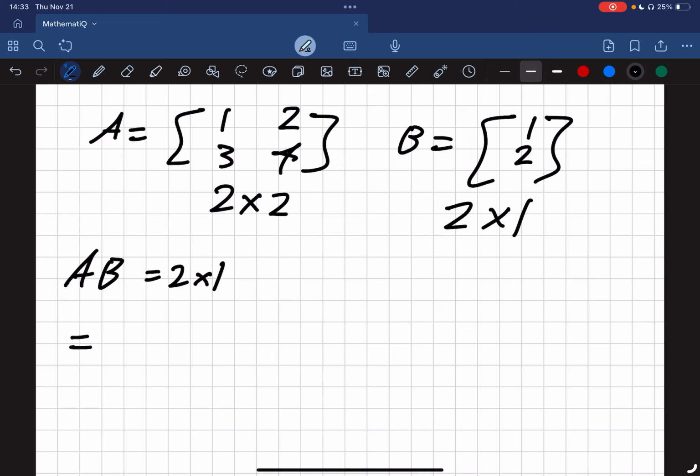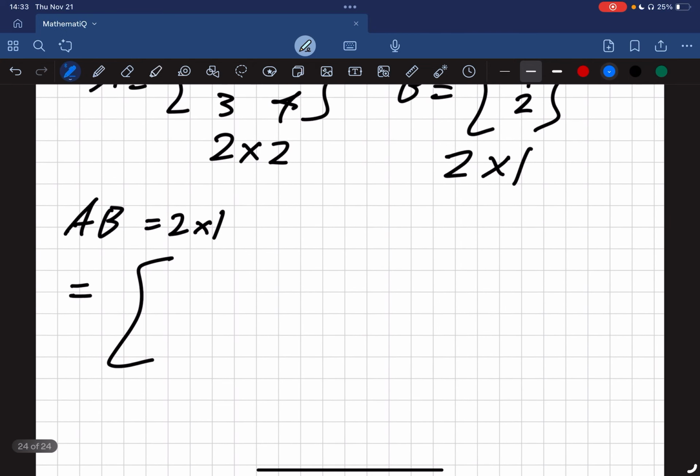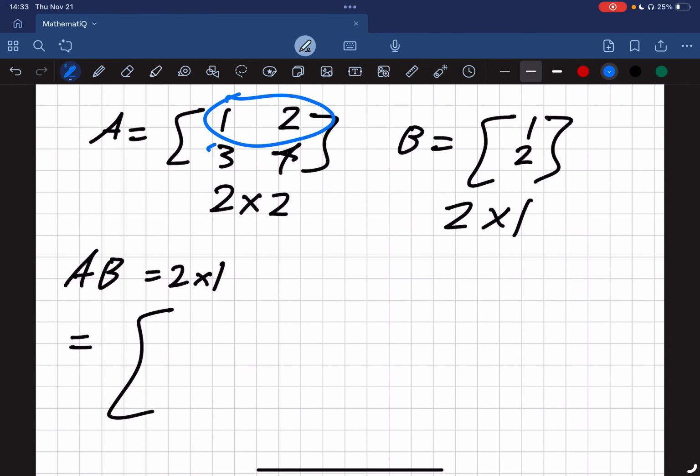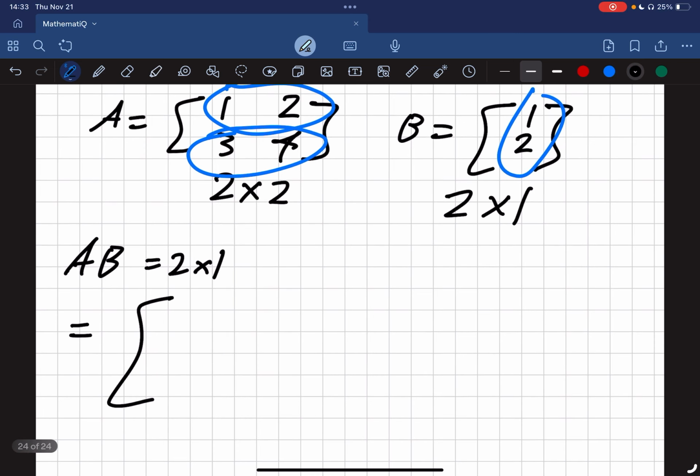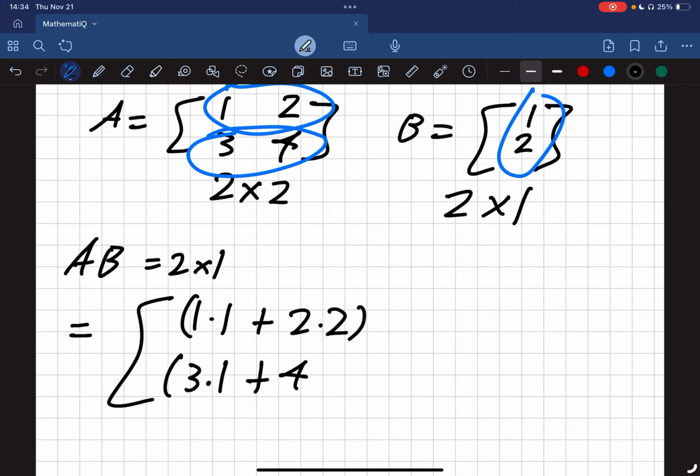And we're going to take it row oriented here and column oriented. So we're going to have 1 by 1 plus 2 by 2, and then we're going to have a 3 by 1 plus a 4 by 2.